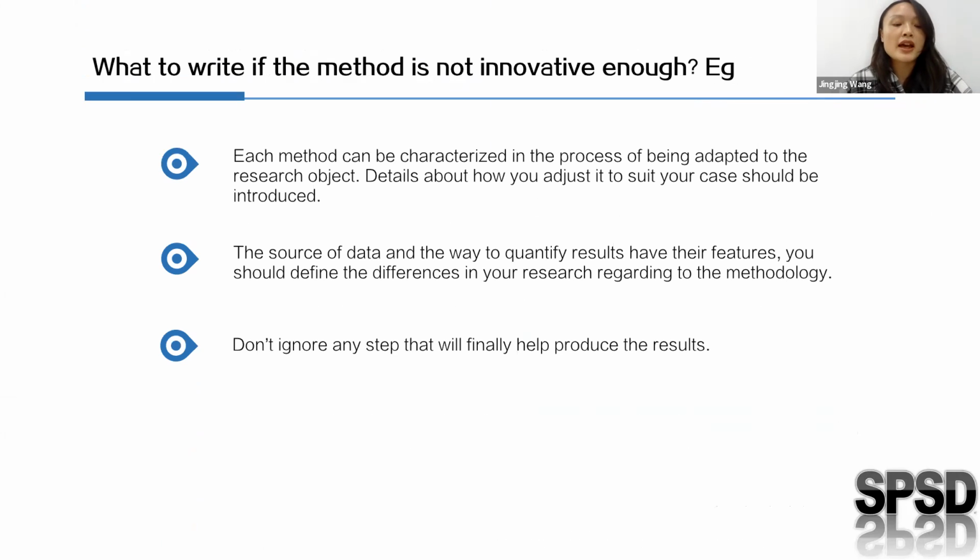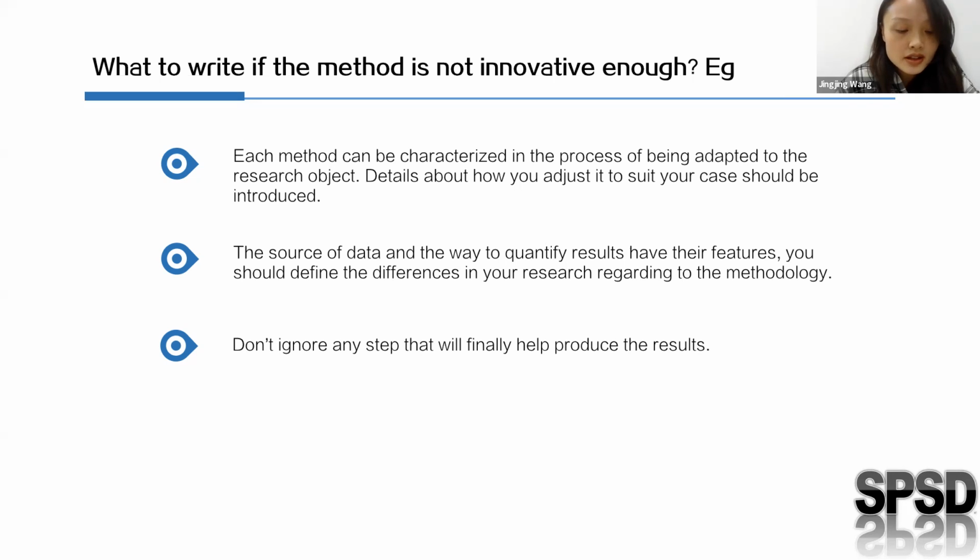So some people may ask a question like this: what can I write if my method is not innovative enough? This happens a lot to many researchers. For example, for data collection, questionnaires and surveys are quite common ways. And maybe you just use some approaches like SPSS, a widely used way for analyzing. So some authors don't know what they can introduce in the methodology.